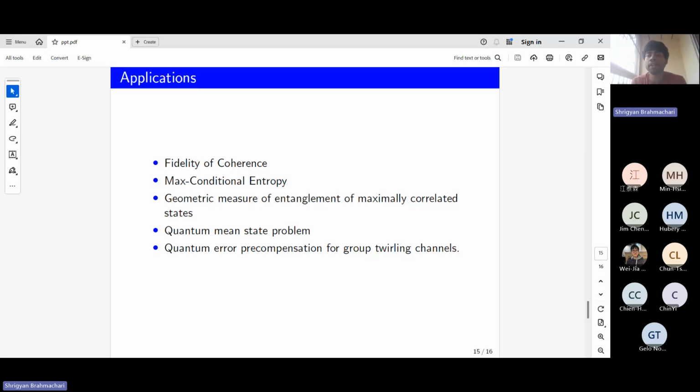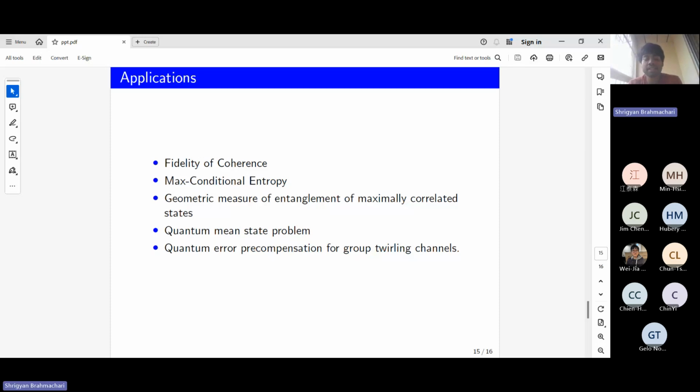It's possible that preparing rho is not possible. So in that case, what is the state you should feed into the channel so you get as close as possible to rho? If you are considering only group twirling channels, then it also solves the quantum error precompensation problem. So these are the applications we know of, and we're still interested in more applications.